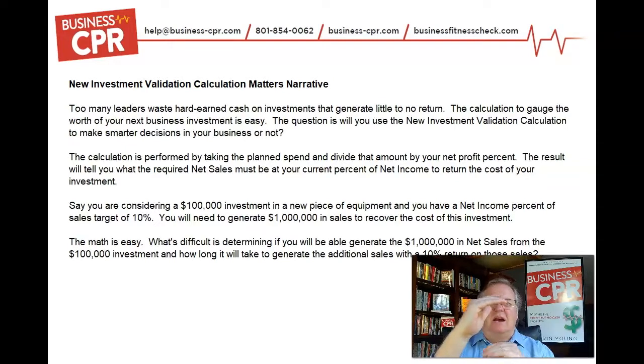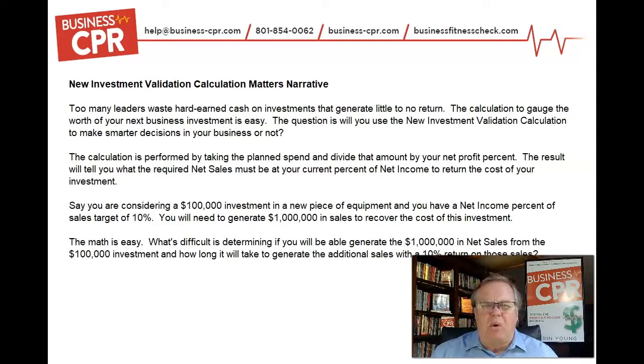So in this case, a business is looking to invest $100,000 in new equipment that will allow it to expand and increase sales. They're expecting a 10% return on sales. So you divide the $100,000 by the 10%, and that gets you $1 million. So once you sell $1 million at 10% net income, you will recover the cost of that investment, and then everything on top of that will be pure profit relative to that piece of equipment, outside of maintenance and all of that stuff.